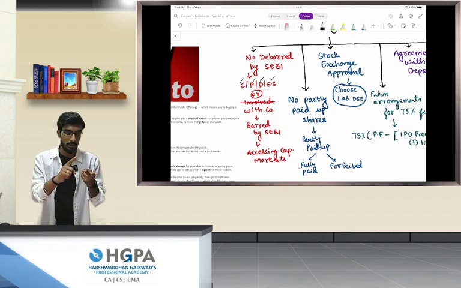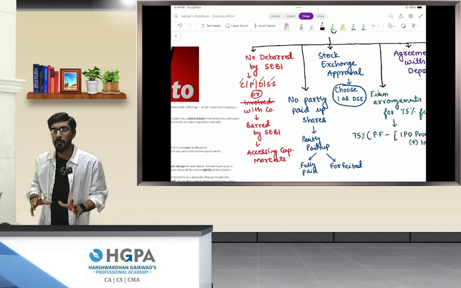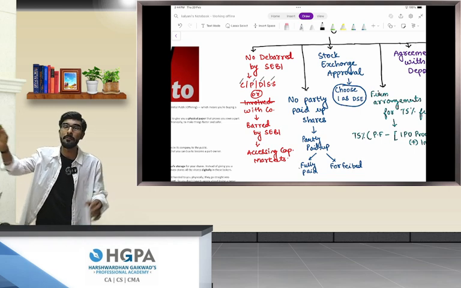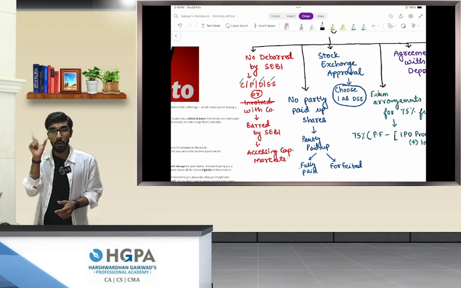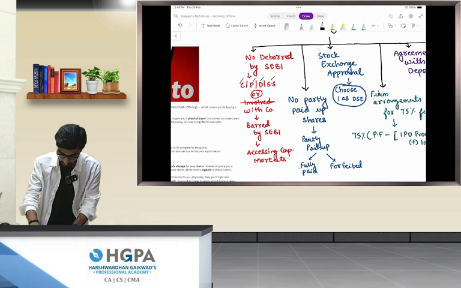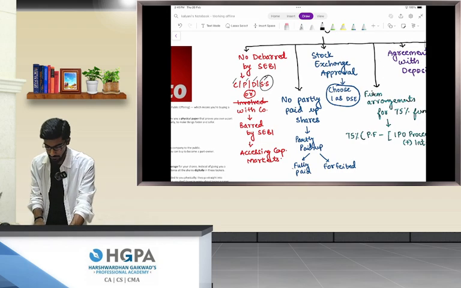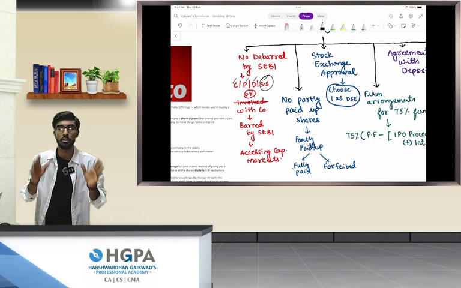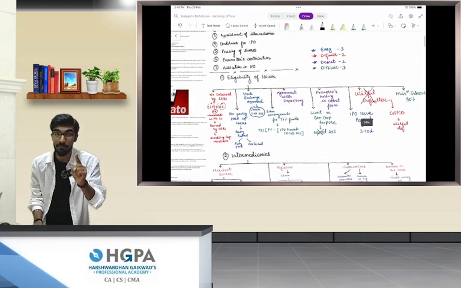The promoter, company, issuer, director or the selling shareholder should not be debarred by SEBI or be involved with companies who are debarred by SEBI from accessing the capital markets. Clear? Perfect. The selling shareholder concept I will teach you in the next concept. Okay, just mark it, selling shareholder. Perfect, people. So the first point is the company, promoter, director or the selling shareholder should not be debarred by SEBI.